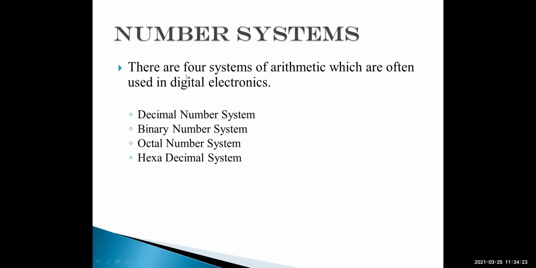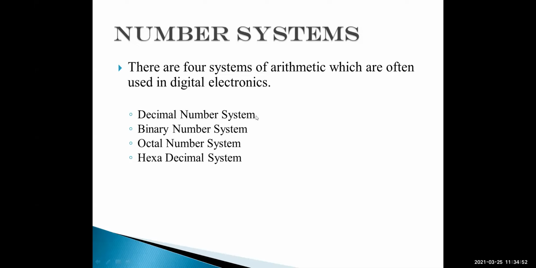Okay, students, now we are starting the important topic of our digital electronics, that is number system. There are 4 number systems in the arithmetic section of digital electronics. The first one is the decimal number system, second is the binary number system, third is the octal number system, and fourth is the hexadecimal number system. Must be remembered, the basic 4 number systems available in the DE concept: decimal, binary, octal, hexadecimal.